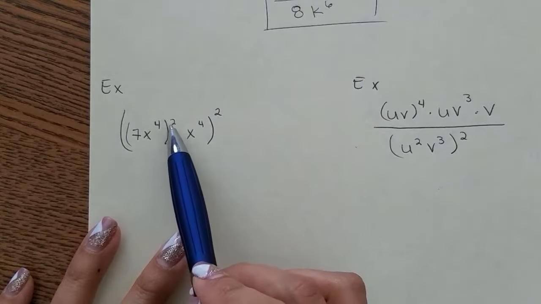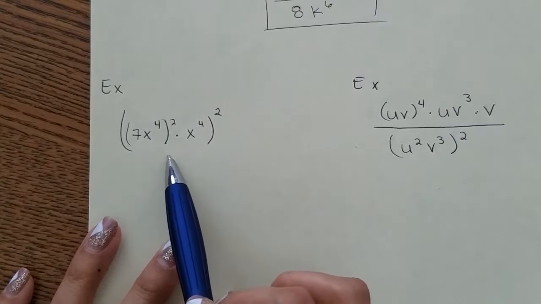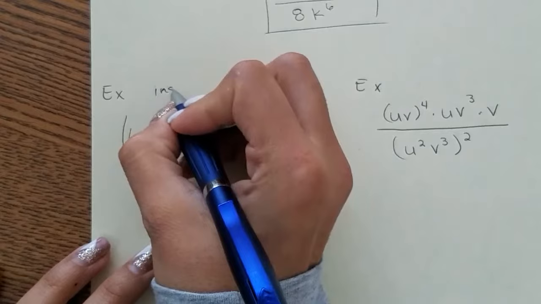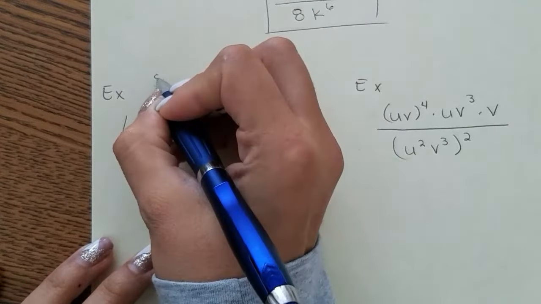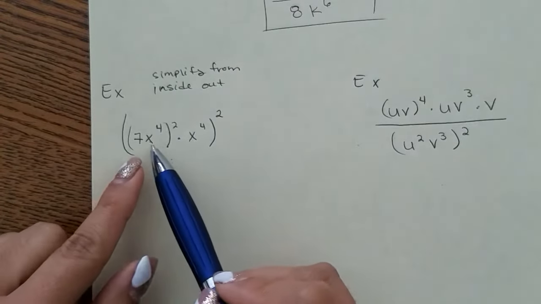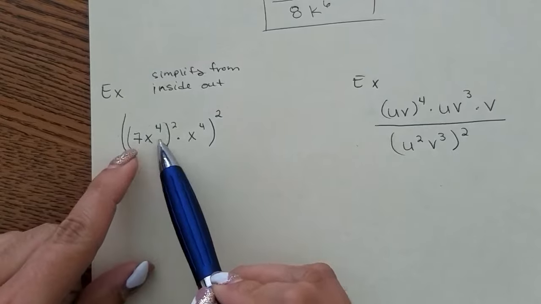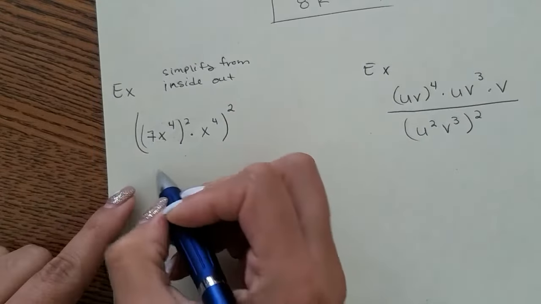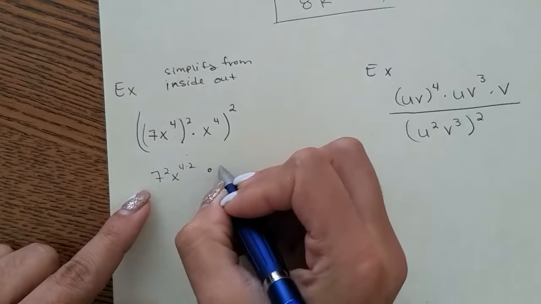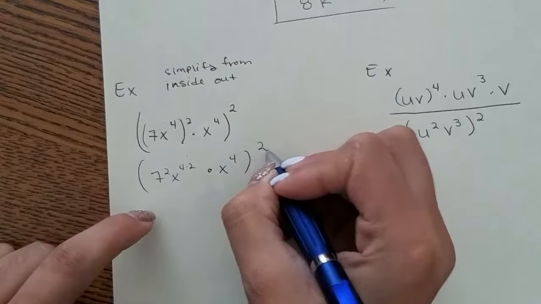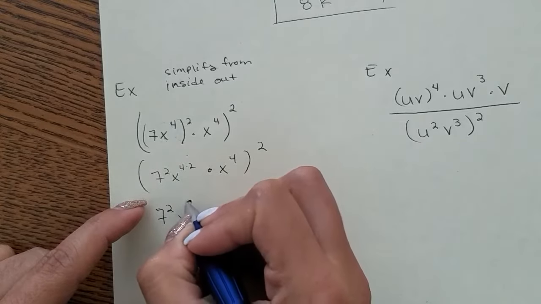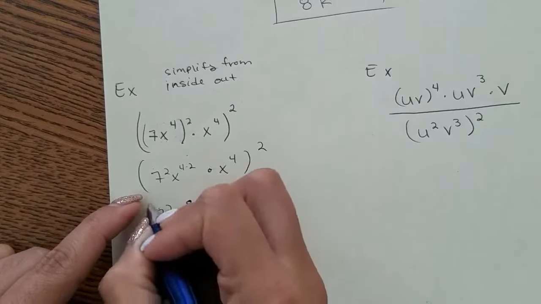Here you have this property that's going to be applied twice. When you have something like this, when you have multiple parentheses, always work from the inside out when you simplify. Okay, so furthest in we have this parentheses. We're going to apply this squared property there. So we have 7 squared x to the 4 times 2 times x to the 4th all squared. So then we have 7 squared x to the 8 times x to the 4th all squared.